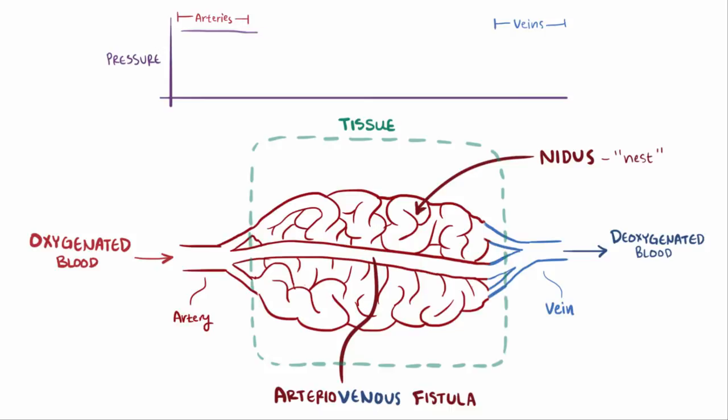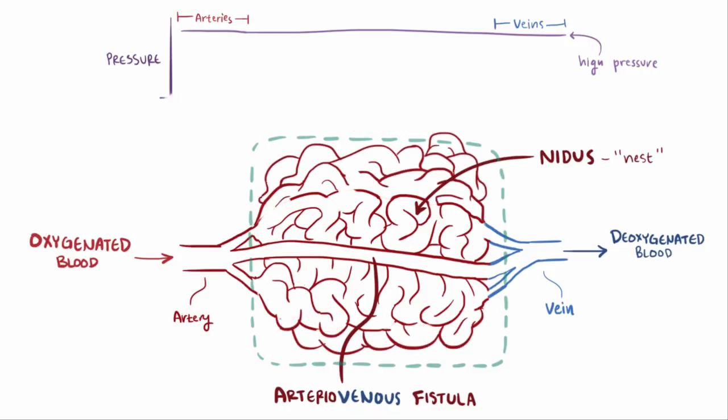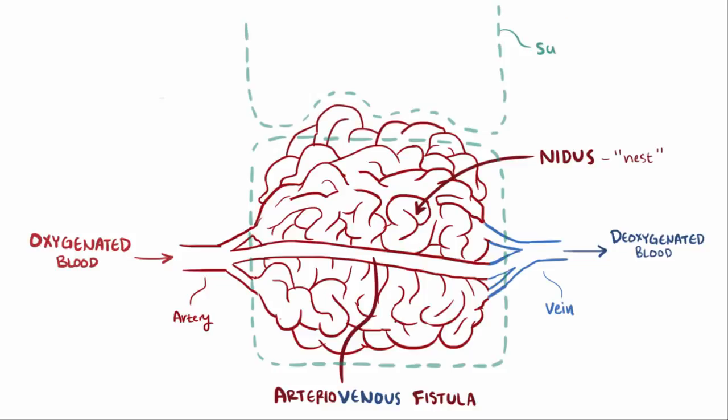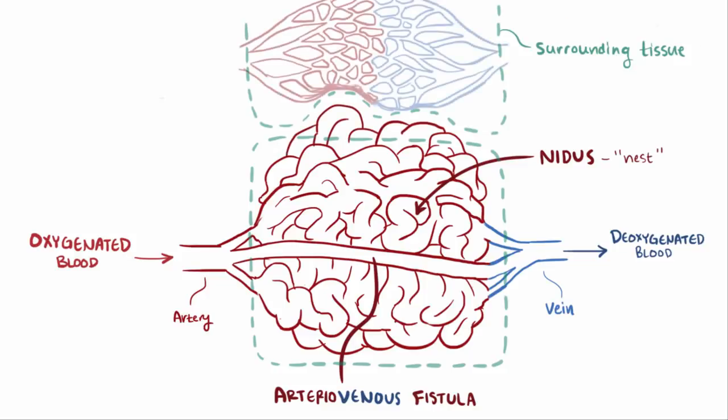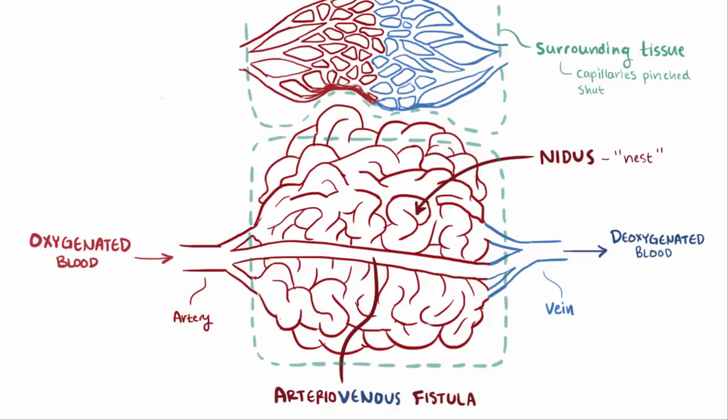In AVM, the arteries and the veins are both under high systolic blood pressures because there are no capillaries to dampen the pressure, which means that the AVM can expand in size over time and can put pressure on the surrounding tissue. This pressure on surrounding capillaries can pinch them shut and prevent that functional tissue from getting blood flow.